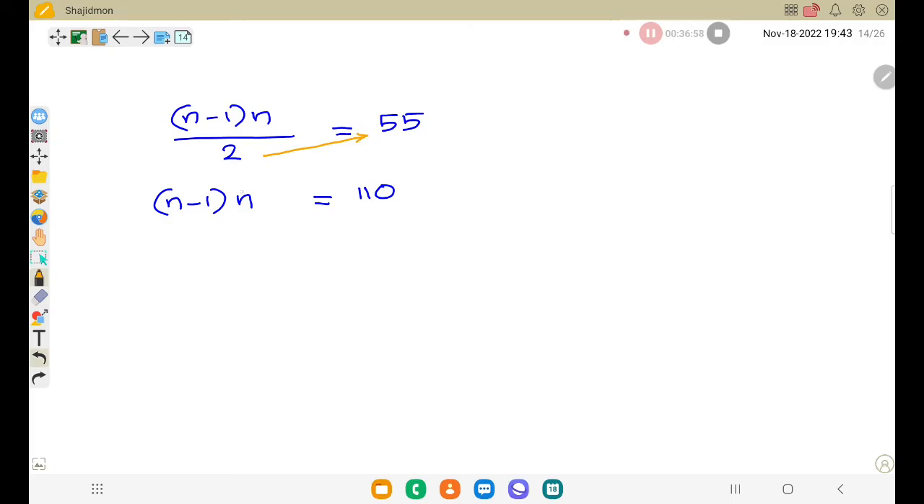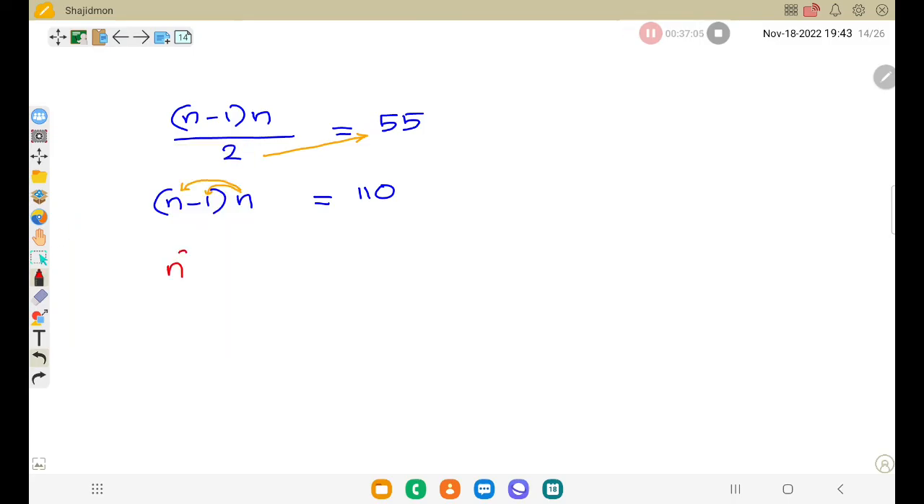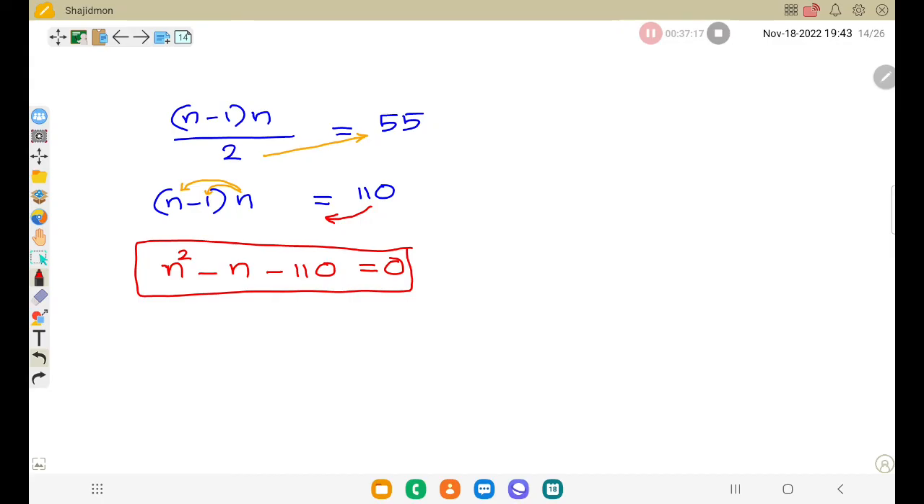Now expand the bracket, n multiply n and n multiply minus 1. So what will we get? N multiply n means n power 2, minus n multiply 1 means n, and 110 take to the left side, minus 110 equal to 0. We are getting a second degree equation: n square minus n minus 110 equal to 0. Now you know how to solve this equation by using the calculator, correct?